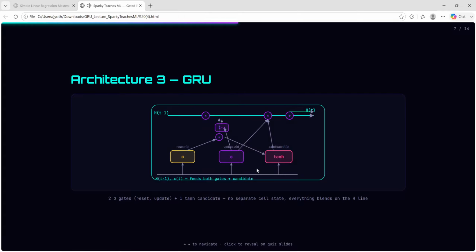And finally, GRU, the one we just learned in detail. No separate cell state line, everything lives in the hidden state. Only 2 gates, reset and update. The reset gate shapes the candidate memory, and the update gate blends old and new. Fewer parameters, faster to train, and in many tasks it performs just as well as LSTM.